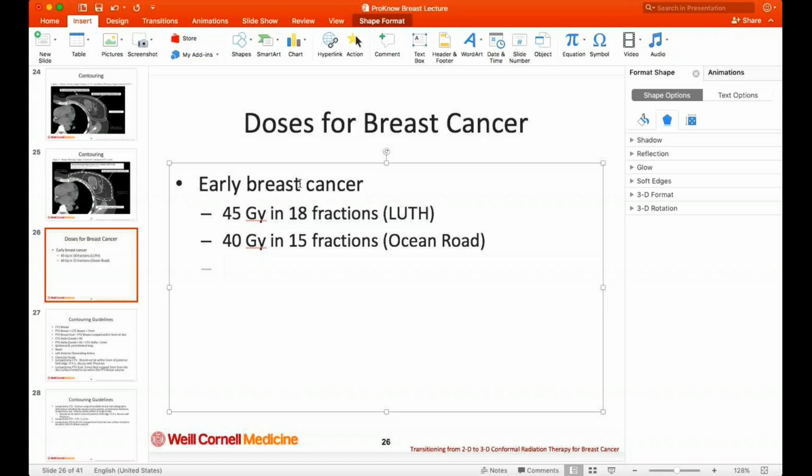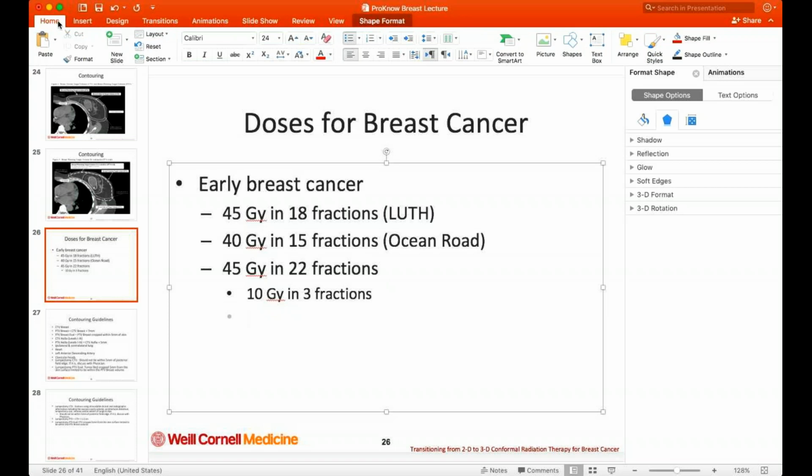Yeah, we give 45 in 22 with the boost therapy if the patient is younger. Okay, so with boost therapy, what is your boost? Boost is 10 gray in 3 fractions. Okay. Anyone else have any variations? Yes, we give 50 gray in 25 fractions in ABUTH Zaria. Okay, 50 gray in 25 fractions.